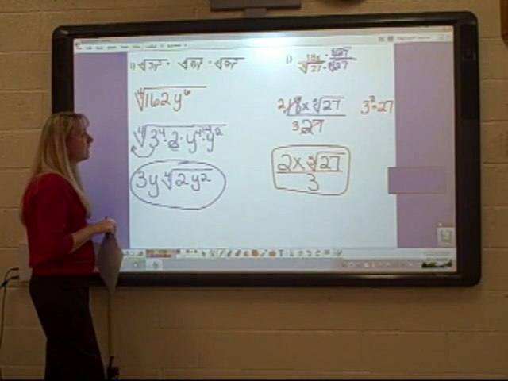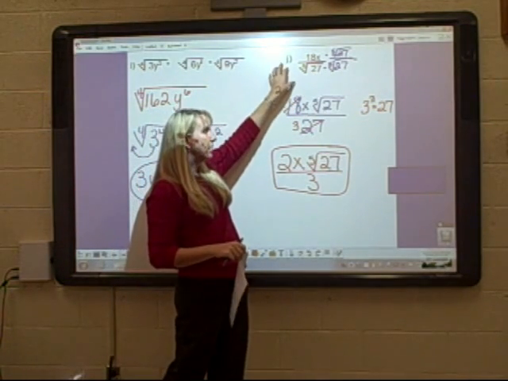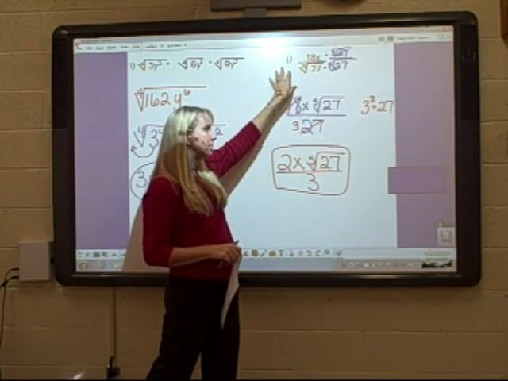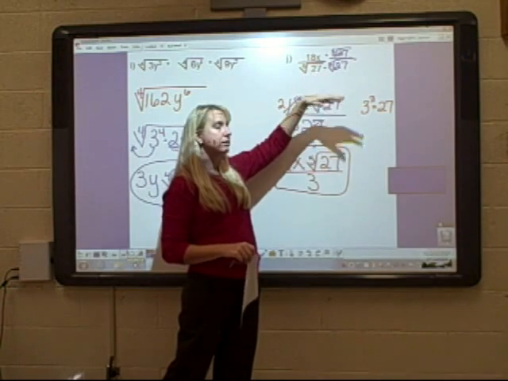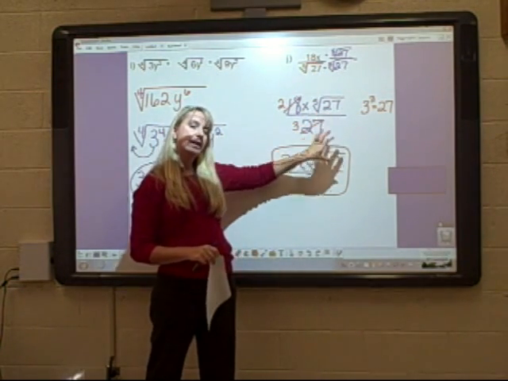And lastly, rationalizing your denominator. Cannot have any type of radical sign in the denominator, so you've got to come up with ways to get rid of that radical sign. And always ask yourself, is your answer completely simplified?